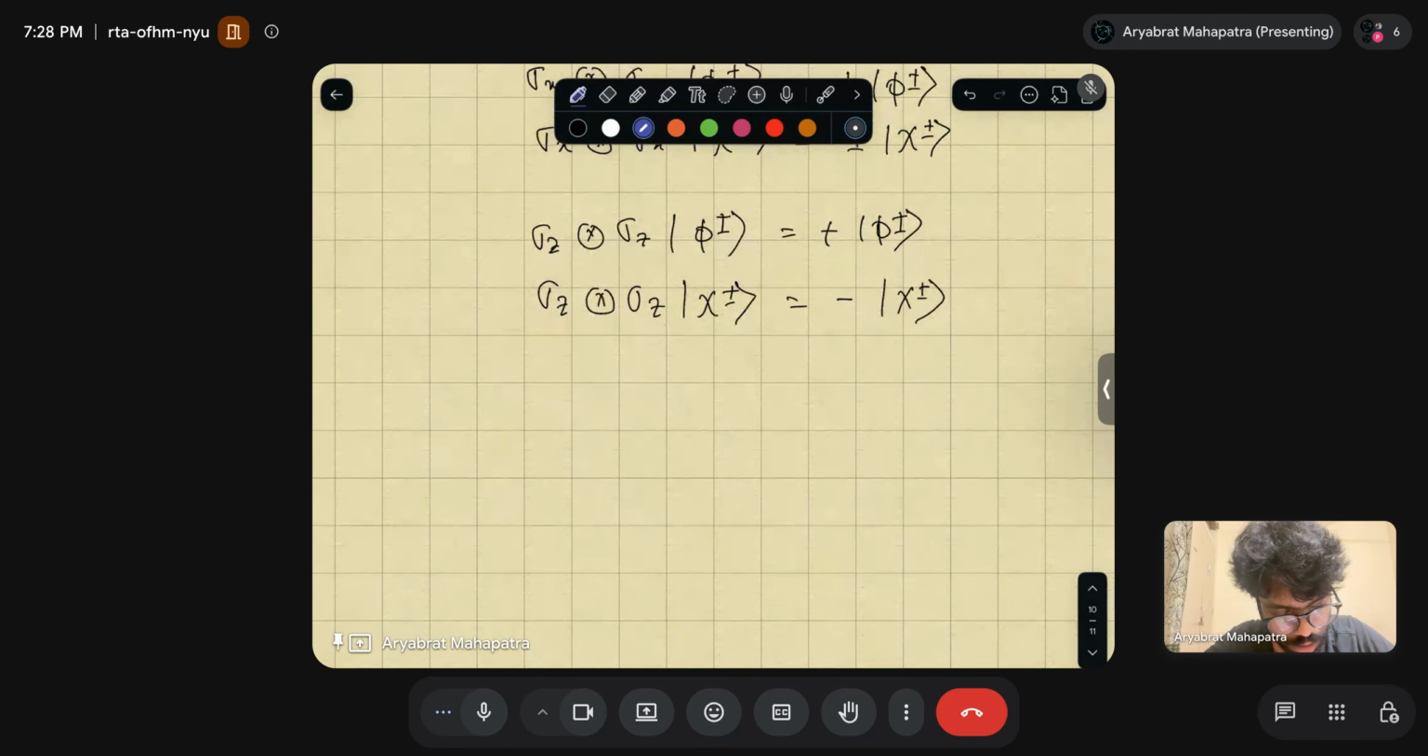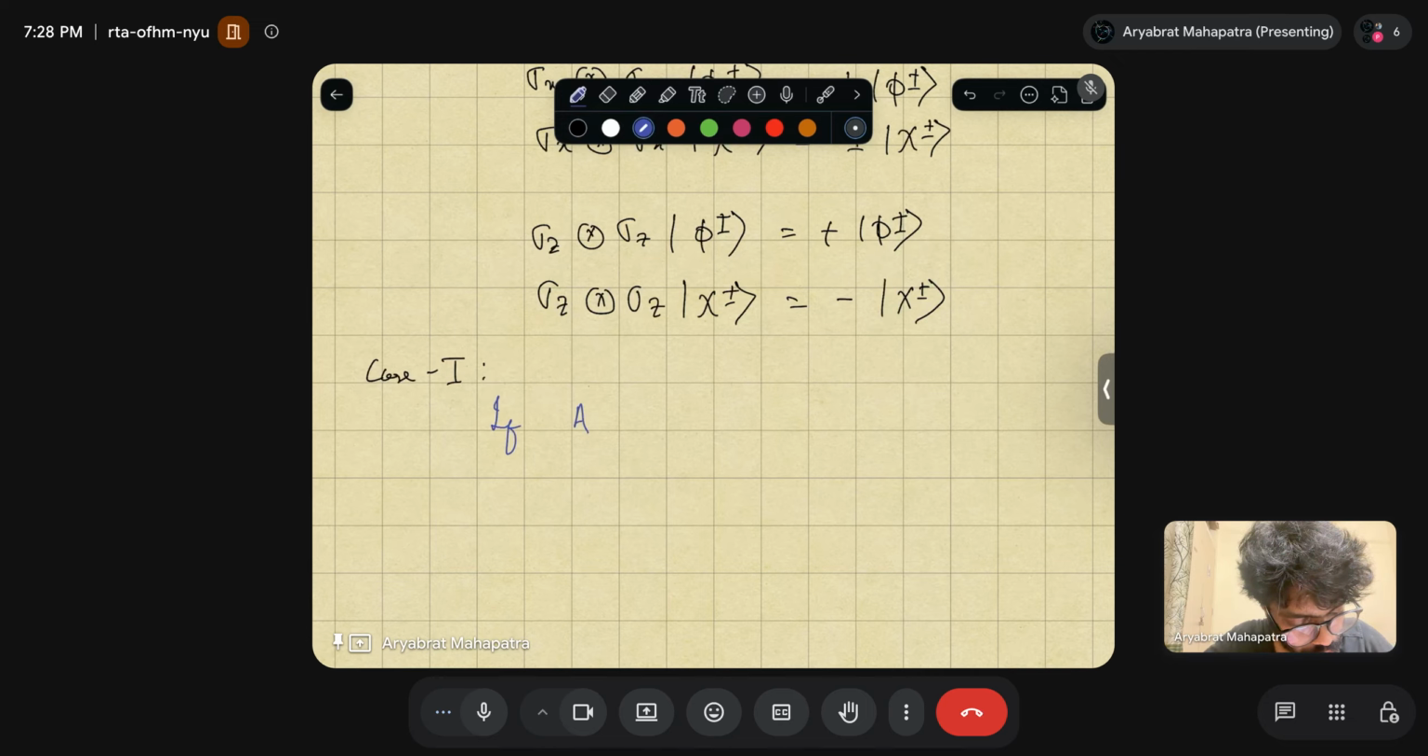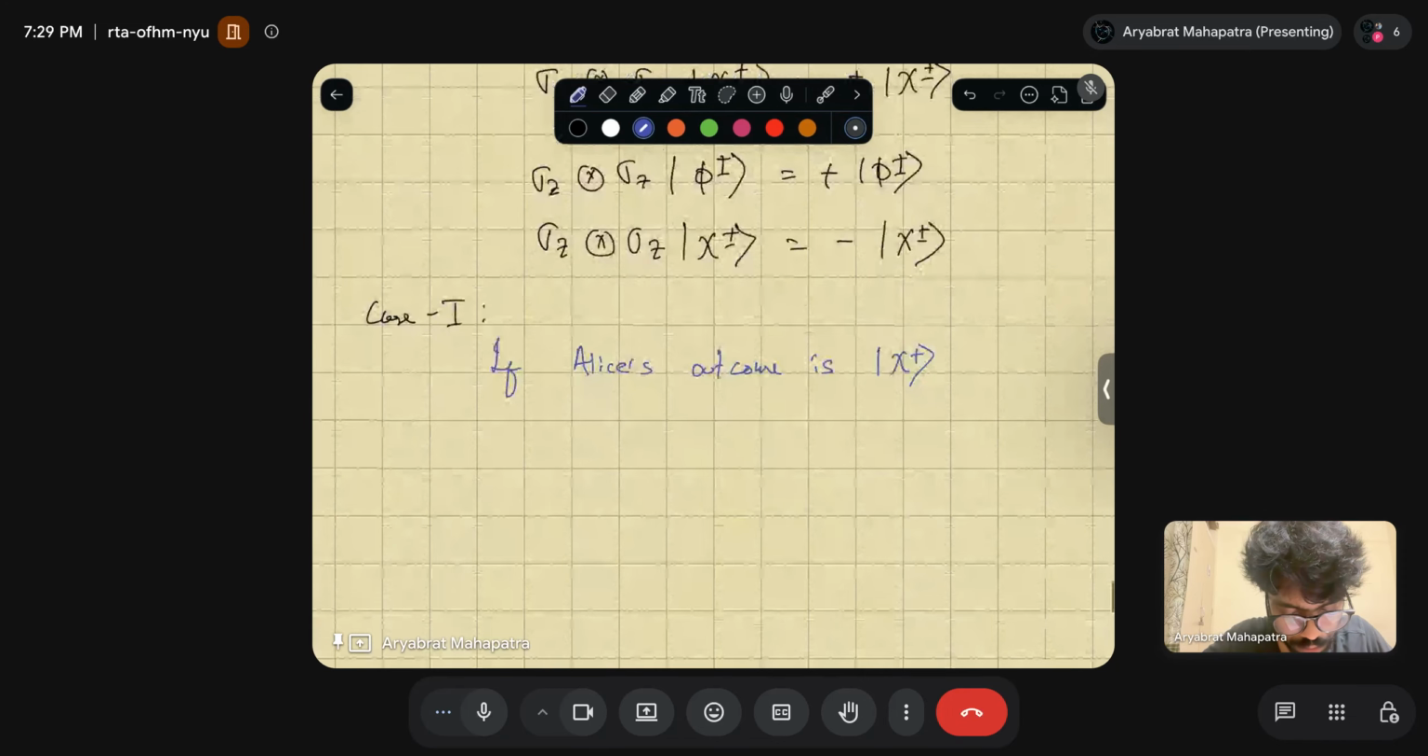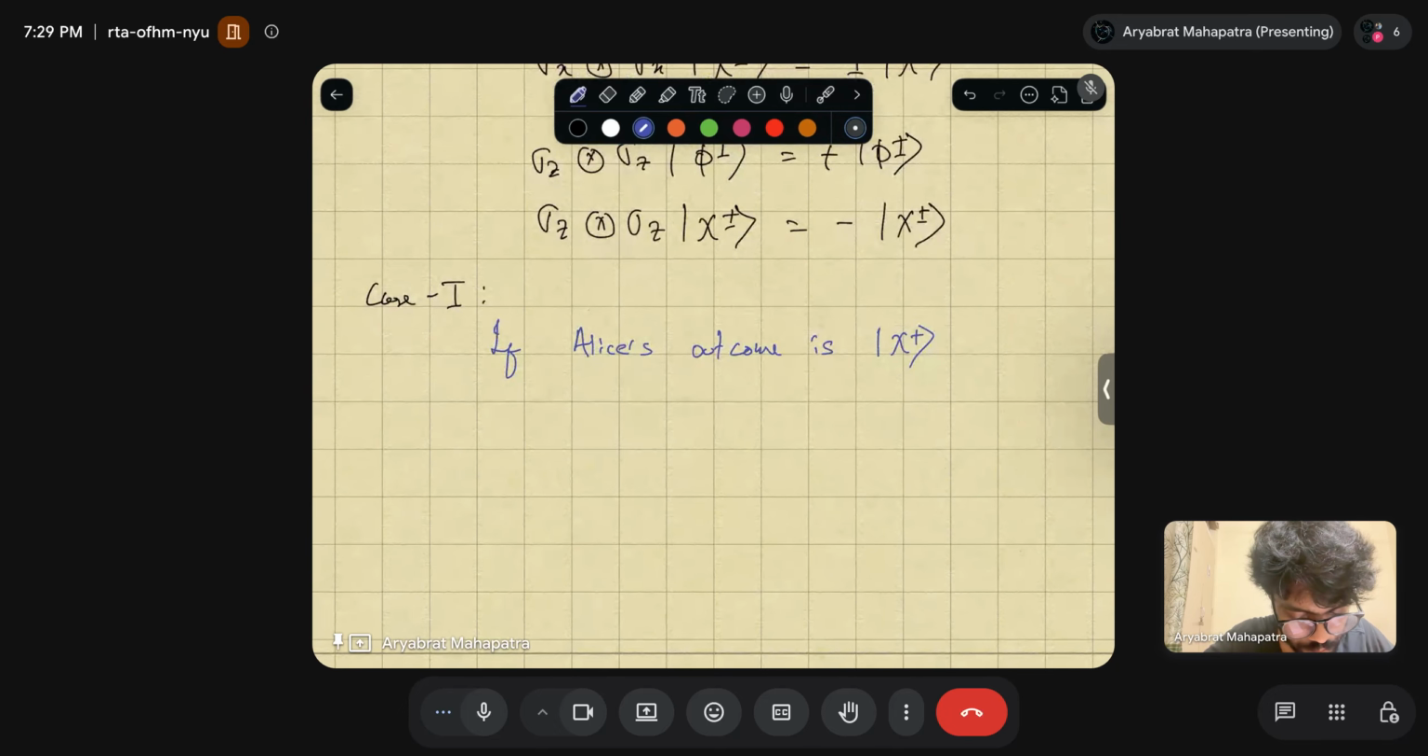So let's say case one, if Alice's outcome is chi plus, okay, then Bob measures.